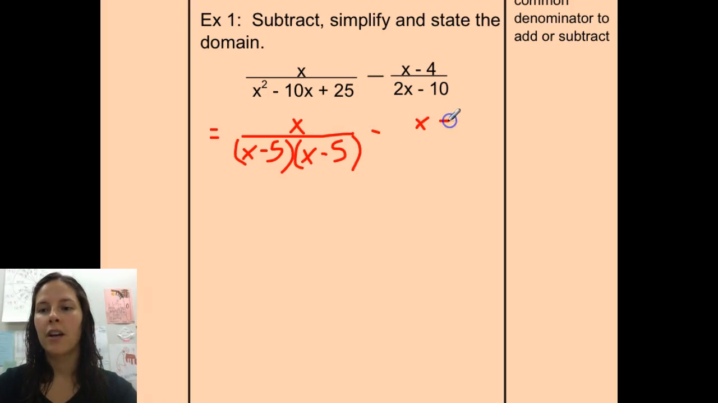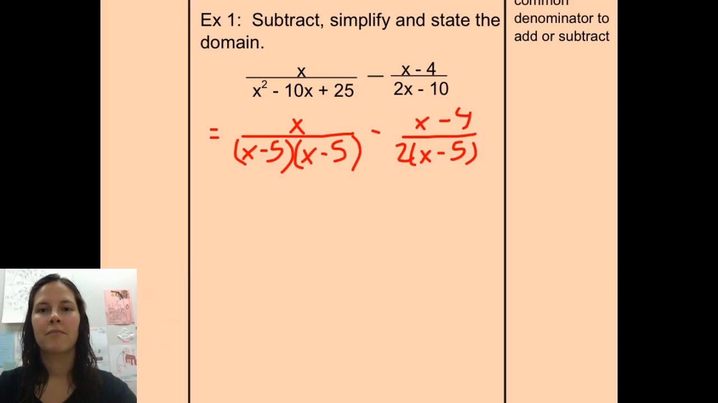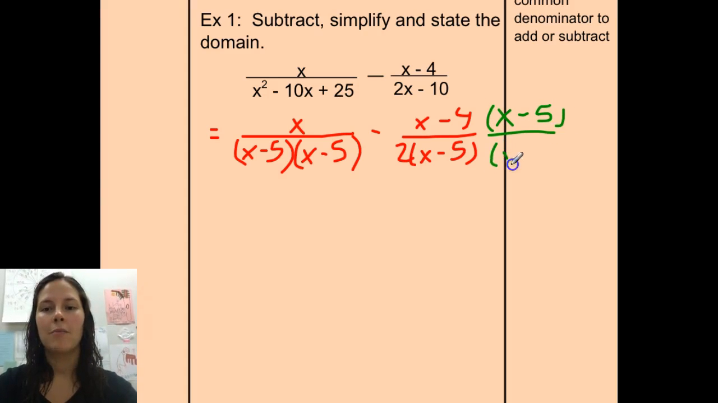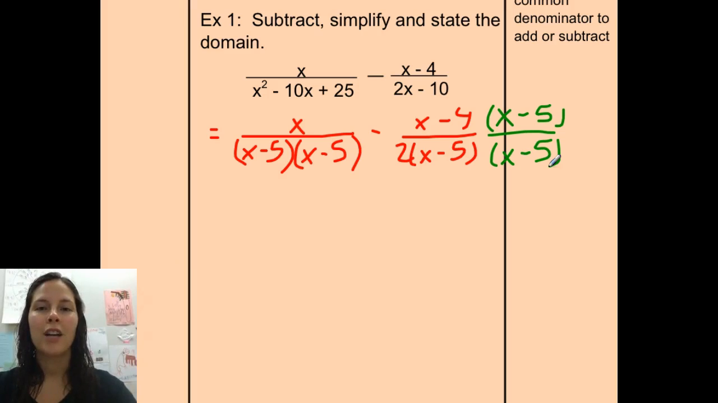Over in our second fraction, we have a GCF of 2. So we can factor that out, and that leaves us with x minus 5. Notice both of our denominators have an x minus 5. However, the one on the right is missing an x minus 5. We need a second one, so we're going to multiply by x minus 5 over x minus 5. Remember, when you multiply by a version of 1, you're not changing the value of the expression. We're just going to change what it looks like.